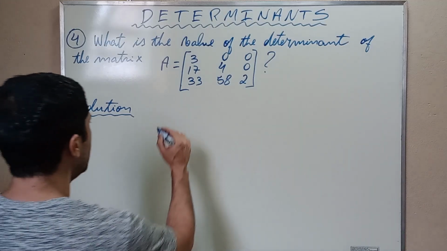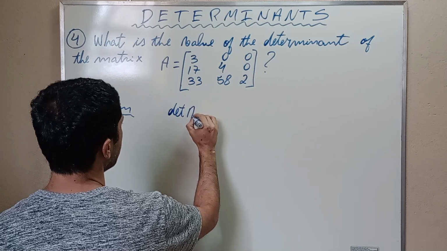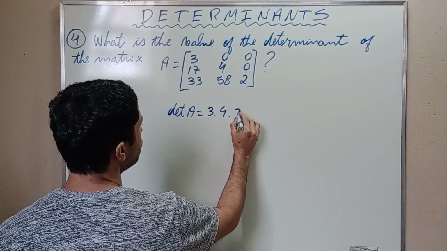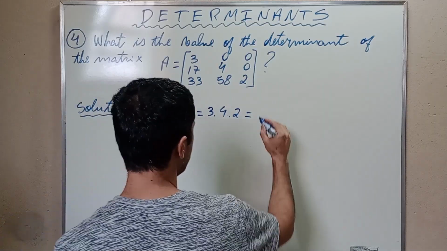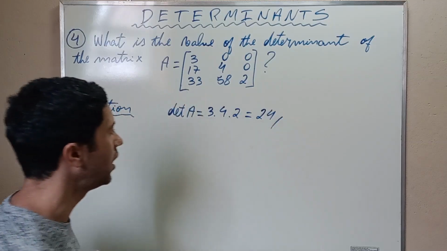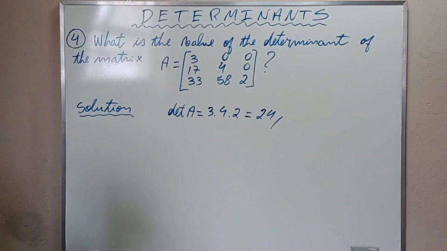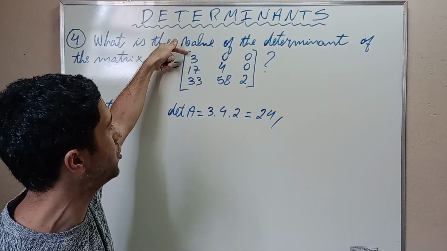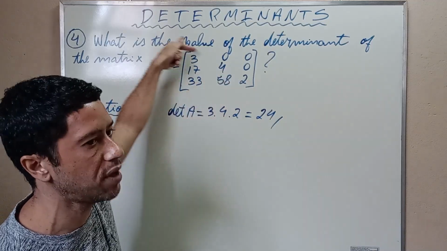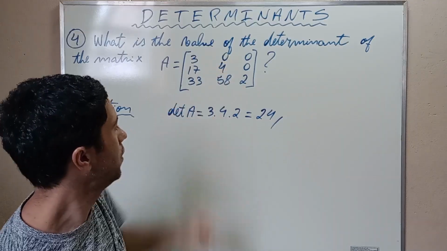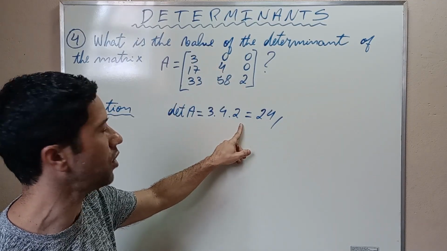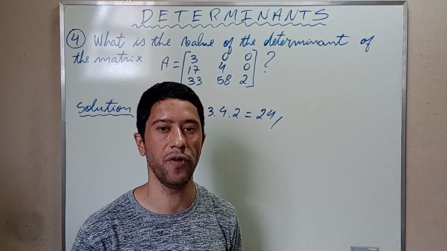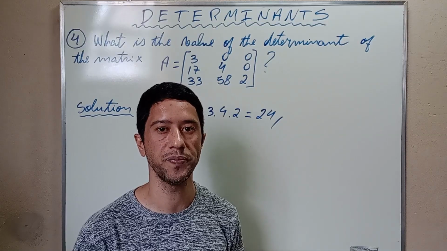For this case, the determinant is merely the product of the elements of the main diagonal, alright? Thus, the determinant of this matrix is equal to simply 3 times 4 times 2. And this is equal to 24, alright? Very simple exercise just to explore this property that says that when we have a matrix in which all the elements above the main diagonal are 0, the determinant is simply the product of the elements of the main diagonal, alright? And this is all for exercise number 4. Let's go to exercise number 5.